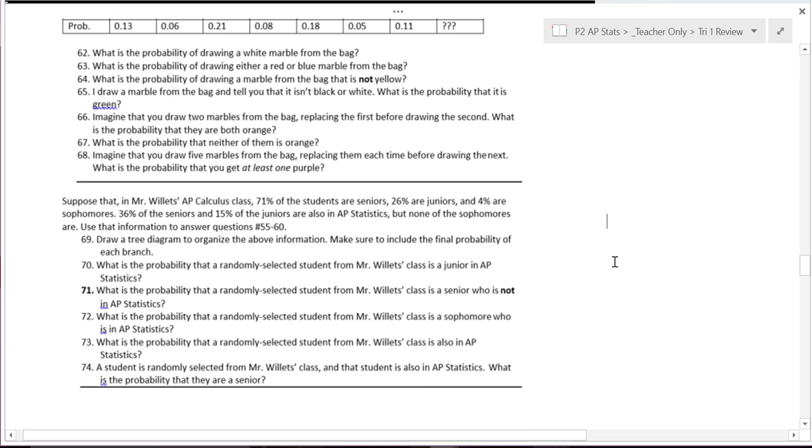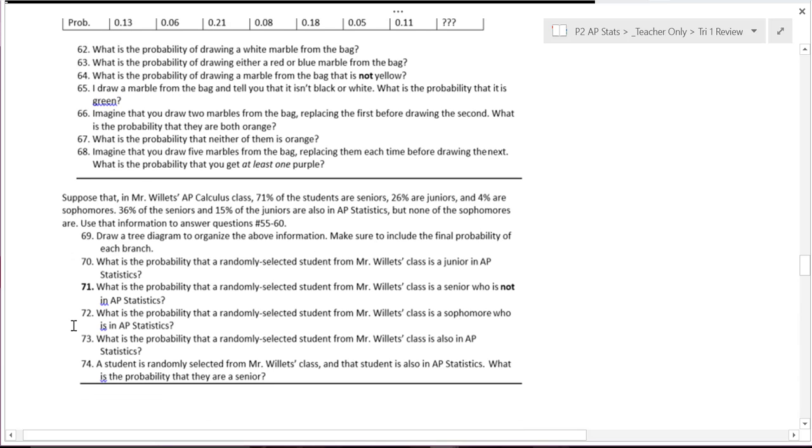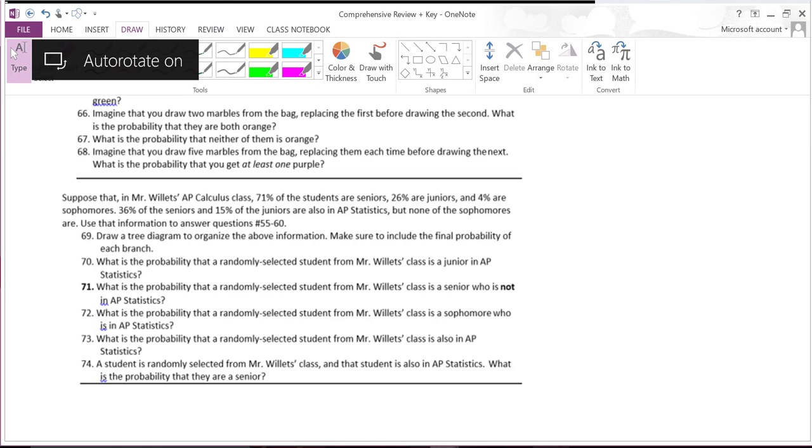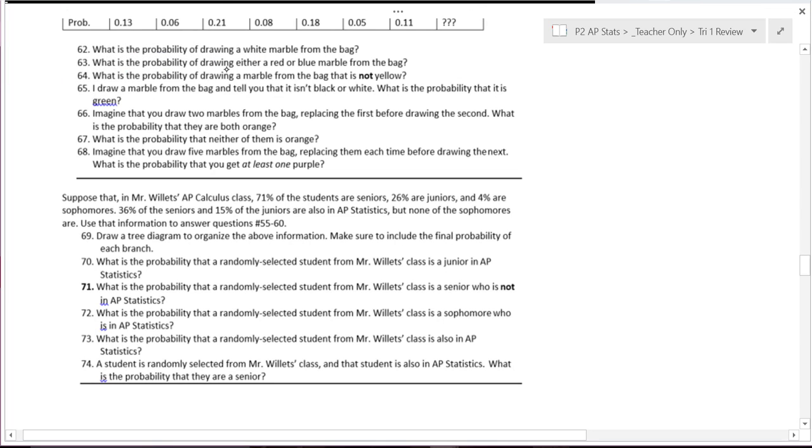So let's move on and look at 69 through 74, because that asks for a tree diagram, and that was one area that we weren't just beautiful at. Or I say we, not all of us. All right, so suppose that in Mr. Willett's AP Calculus class, 71% of the students are seniors and 26% are juniors, 4% are sophomores. 36% of the seniors and 15% of the juniors are also in AP Stats, but none of the sophomores are. Use that information to answer questions 55 through 60. Oop, that is a typo, 69 through 74.